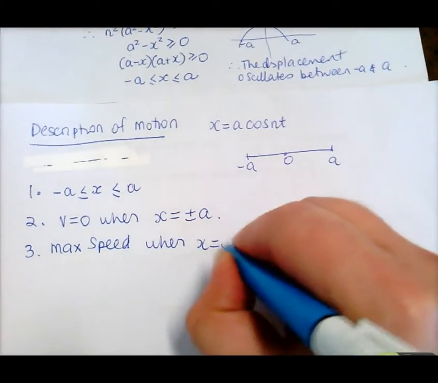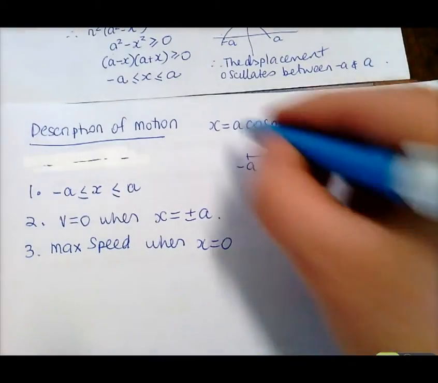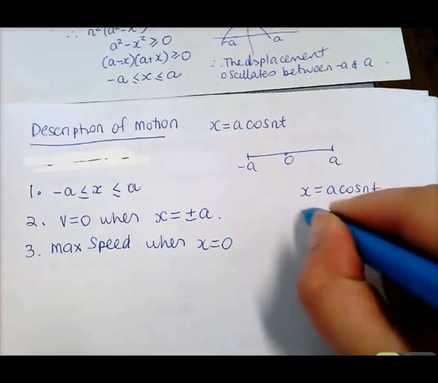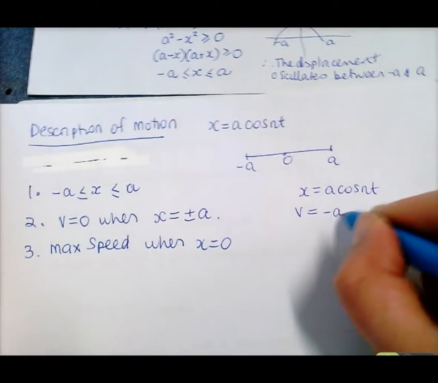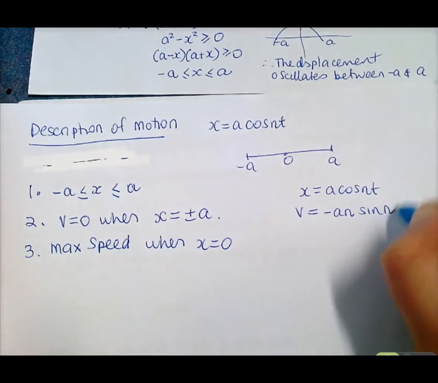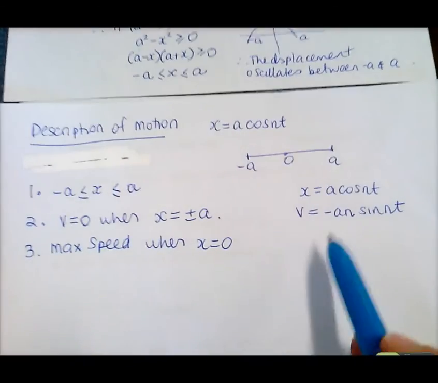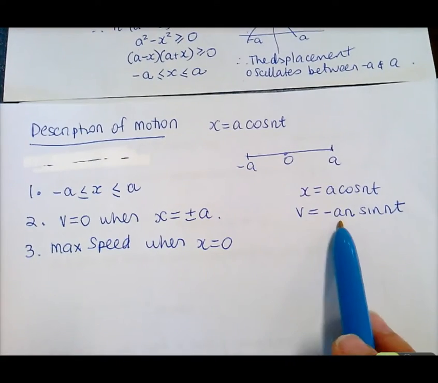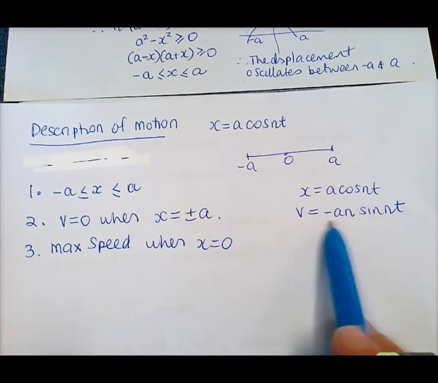When x is 0. Now we've got the x equation here. x is a cos nt. I'm going to write down the v equation, negative a n sine nt. So maximum speed when x is 0. If I drew the x graph and the v graph, you can actually see the maximum speed here.